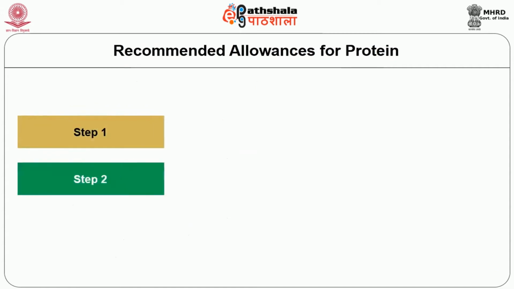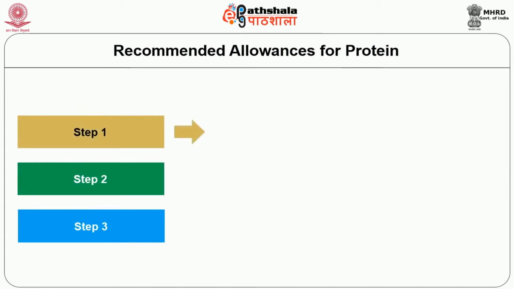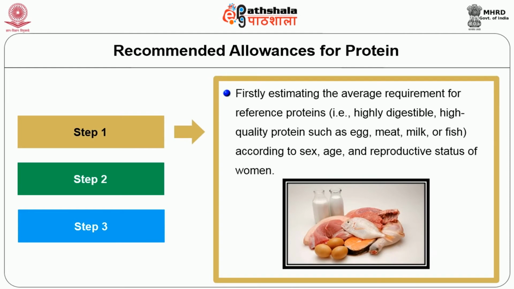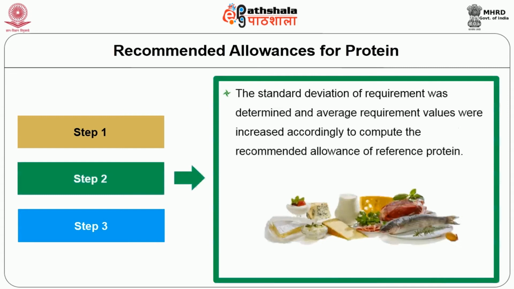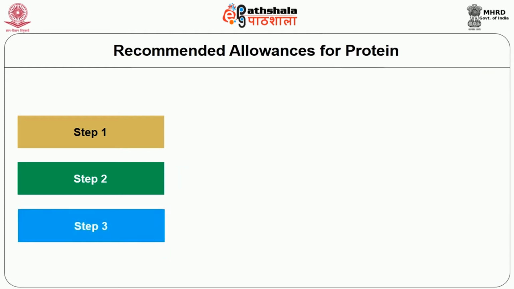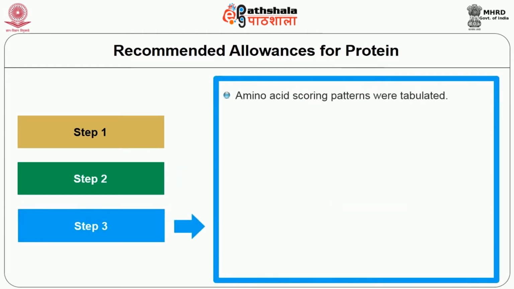Recommended allowances for proteins. In establishing an RDA for proteins, 3 steps were followed. Firstly, estimating the average requirement for reference proteins according to the sex, age and reproductive status of a woman. Secondly, the standard deviation of requirement was determined and average requirement values were increased accordingly to compute the recommended allowances of reference protein. Thirdly, amino acid scoring patterns were tabulated.